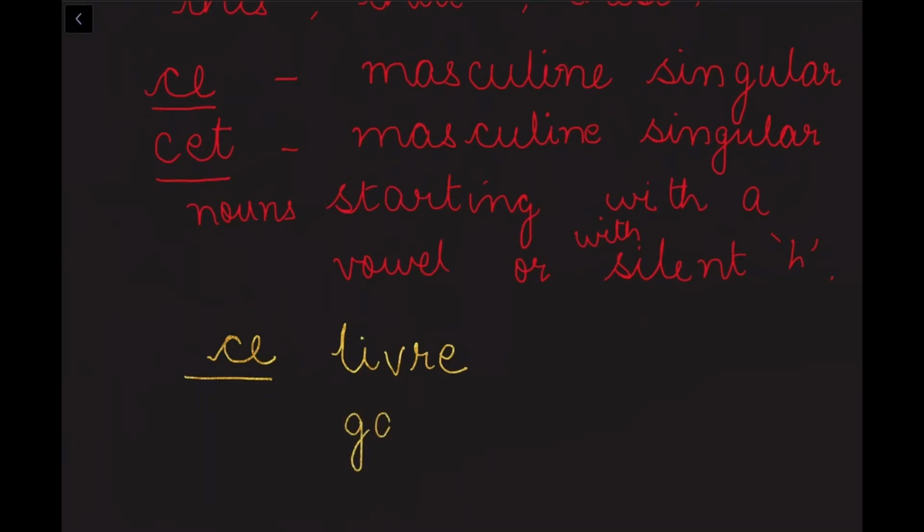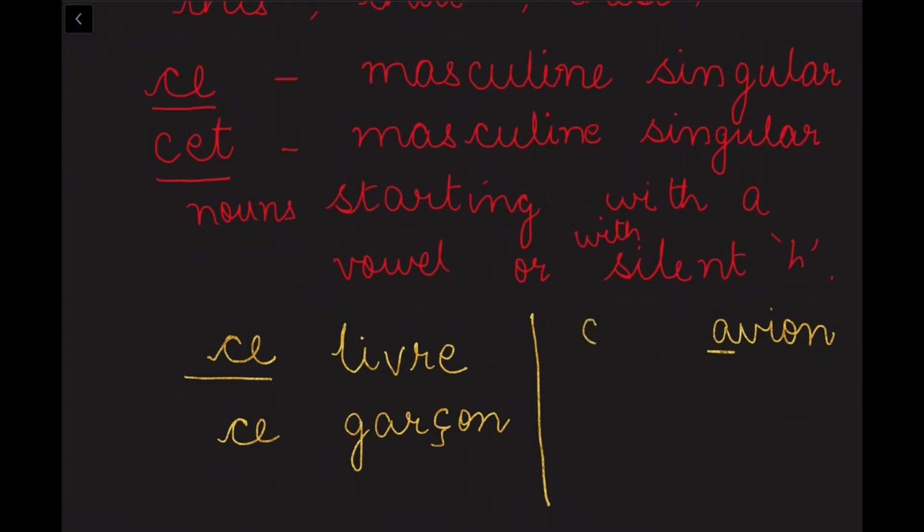Okay, then garçon is a boy. Okay, so again we use ce garçon. Okay, now we take few examples of cet. Avion means an airplane. Okay, avion. Now as this starts with a vowel, we don't use ce avion. This becomes cet avion. There is a liaison here, cet avion.